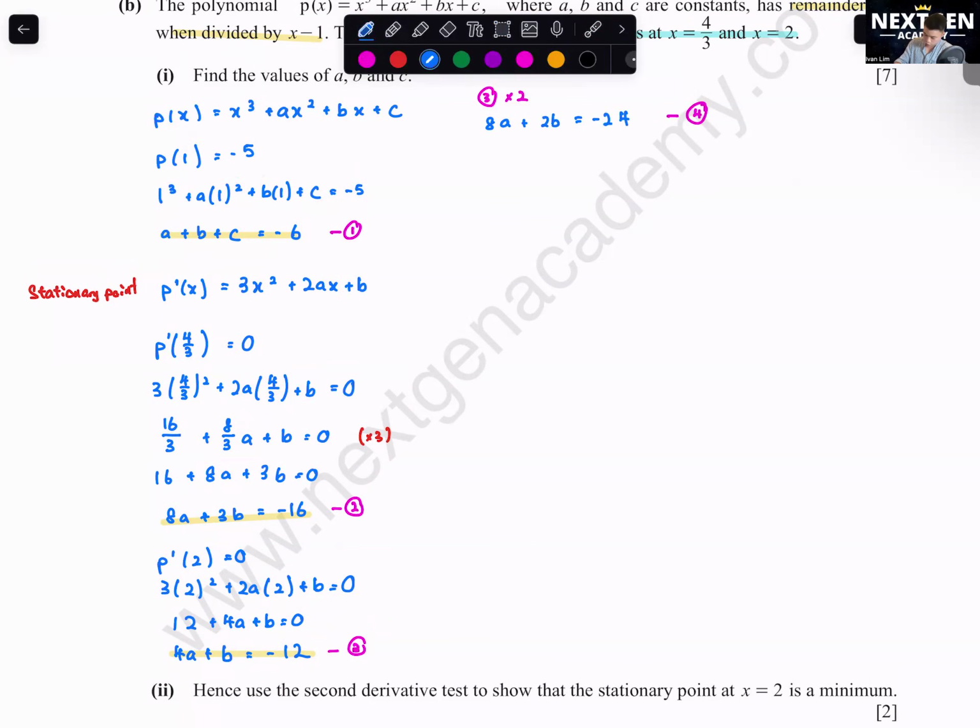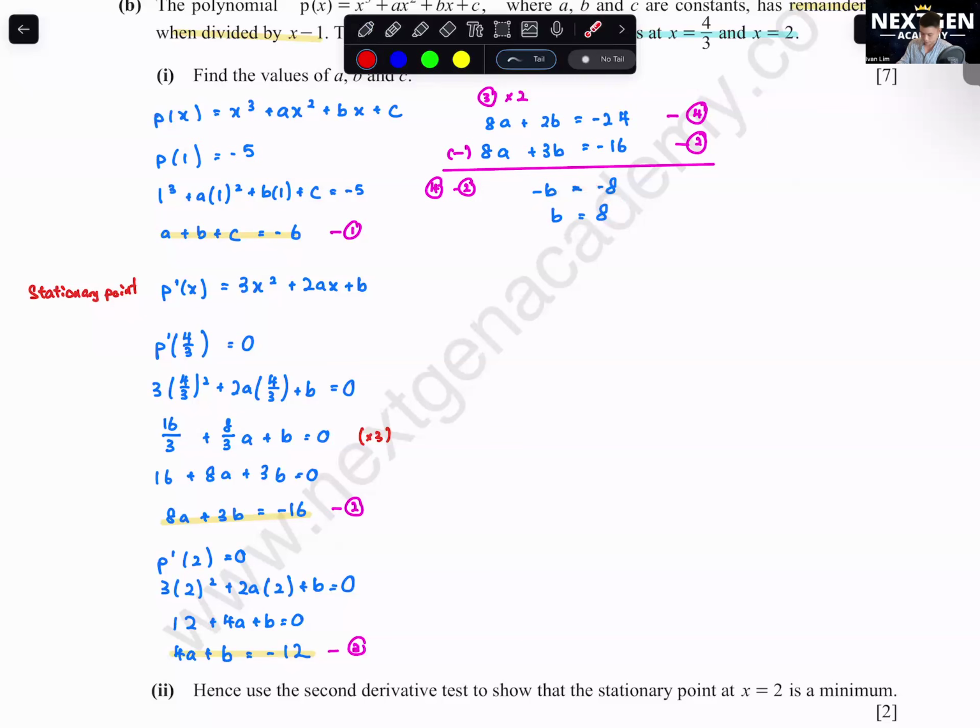Then I bring equation 2 down: 8a plus 3b equals -16. This is equation 2. I'm going to subtract them from each other, equation 4 minus equation 2. We get here minus b, -24 minus -16 gives -8. Therefore, b is equal to 8. I'm doing elimination here.